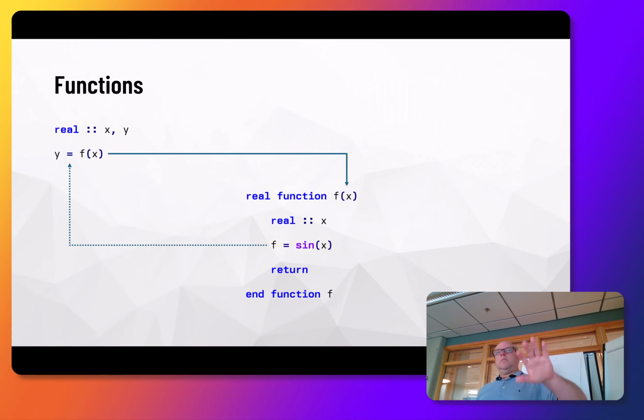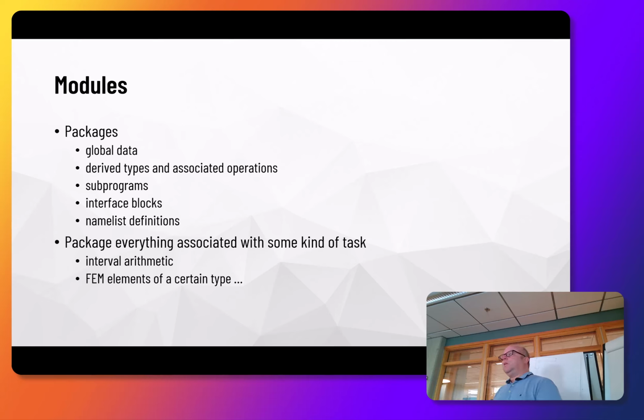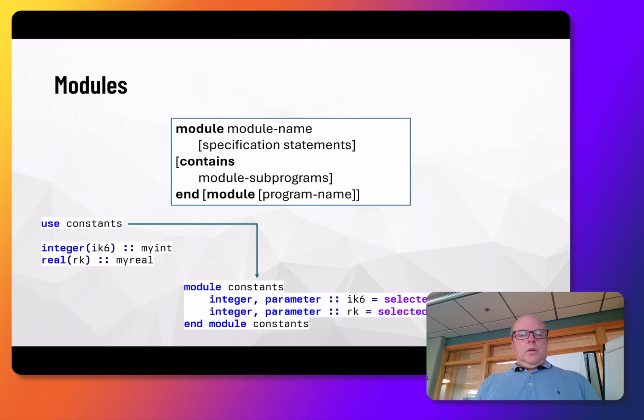So this is the old way of compiling. You compile the source code first separately and you link them together. You can do that in a new way as well. But when we introduce modules, everything will be more clear, and it also gives you some additional advantages. So with modules, you can package global data, derived data types, subprograms. You can define interface blocks, namelist definitions. The idea is that you package everything associated with some kind of task. And I think it's a similar idea to what we had with Python modules. So it could be a package for interval arithmetic, finite elements of certain types, and so on.